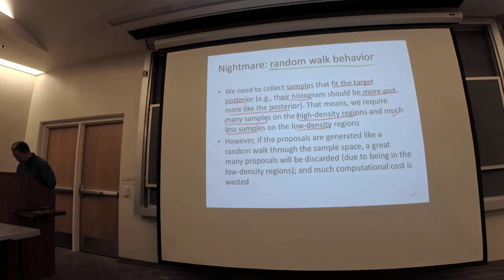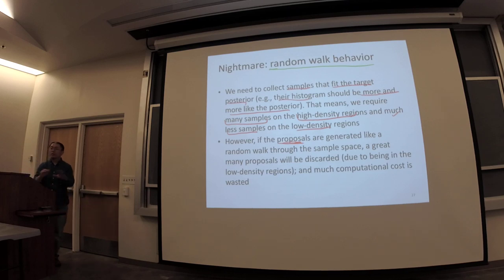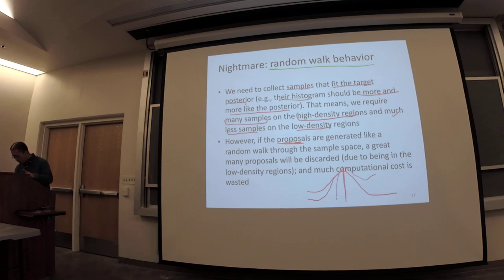But if your proposal distribution is symmetric, like a Gaussian, symmetric like a bell in a one-dimensional space, that means if you generate the next sample, you have equal likelihood in whatever direction, a homogeneous direction. You have an equally likely chance to jump in this direction, or in this direction, or whatever other direction.